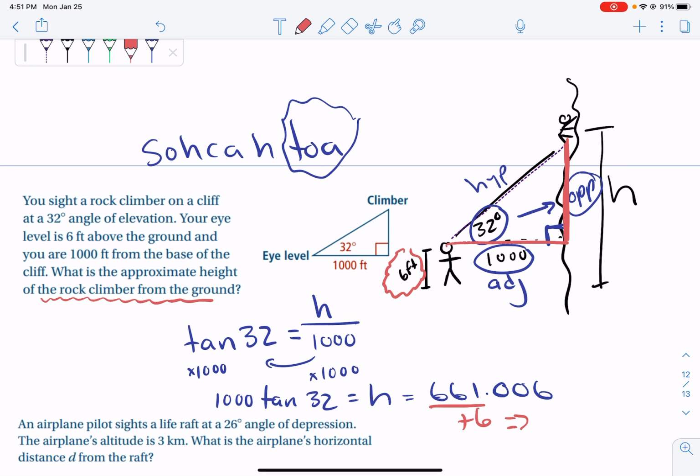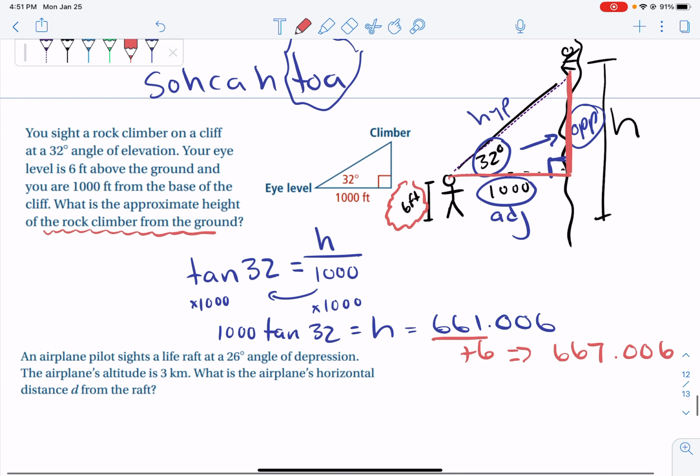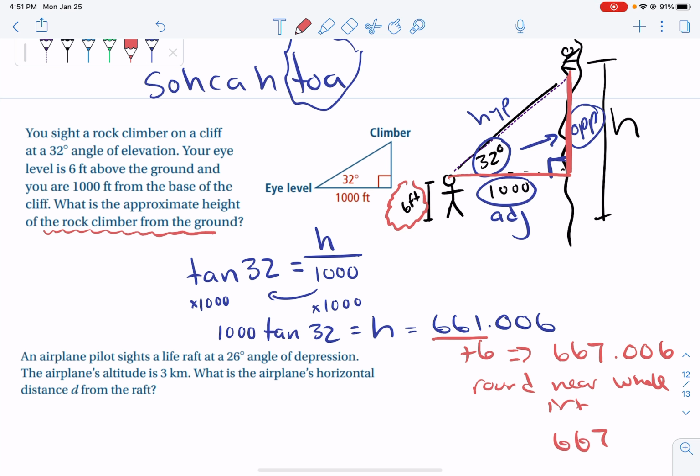So my answer is going to become 667.006, and I'm willing to bet that this question probably says round to the nearest whole number or integer. So you would say 667 feet is how high that rock climber is. That guy's up there. That's pretty high.